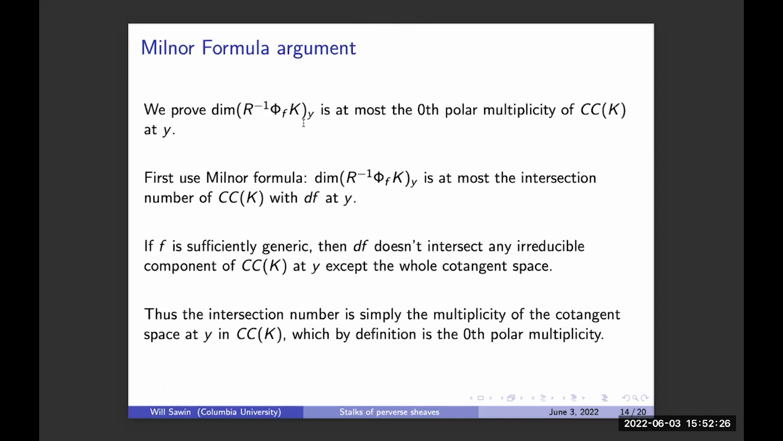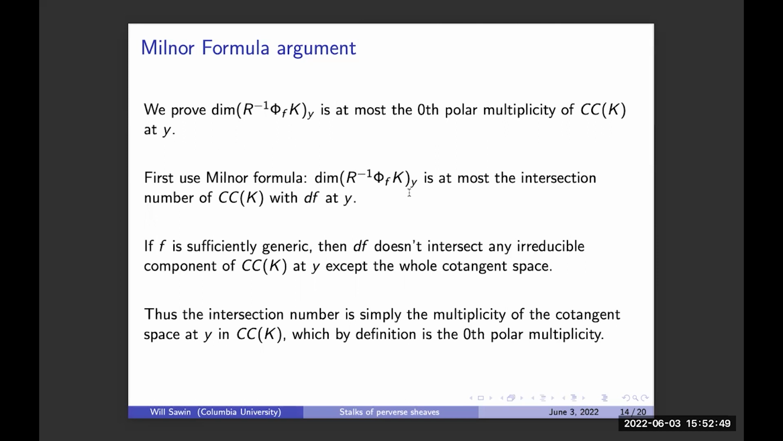So the vanishing cycle step is unsurprisingly where we're going to use the Milnor formula. What the Milnor formula tells us is that the dimension of the stalk of the vanishing cycle at the point Y is at most the intersection number of the characteristic cycle with the graph of df at the point Y.